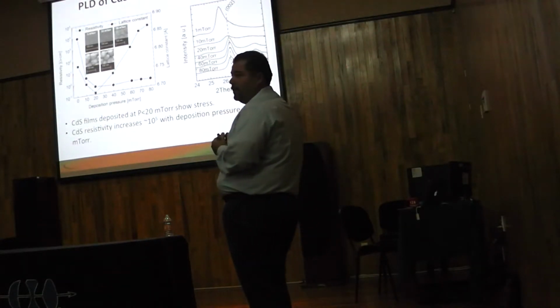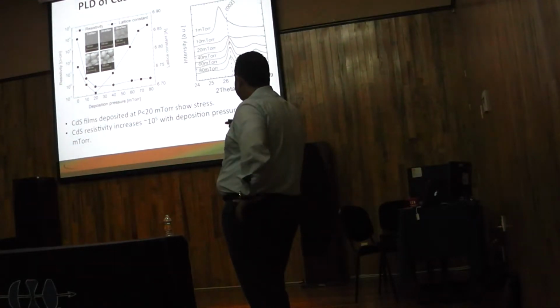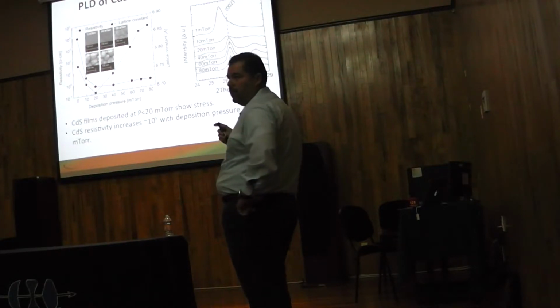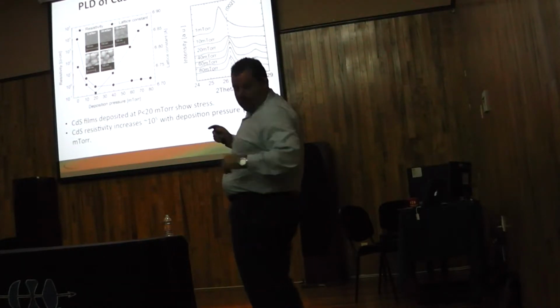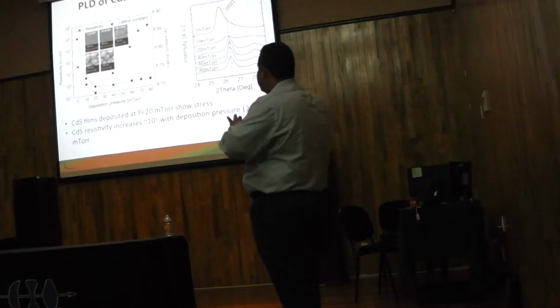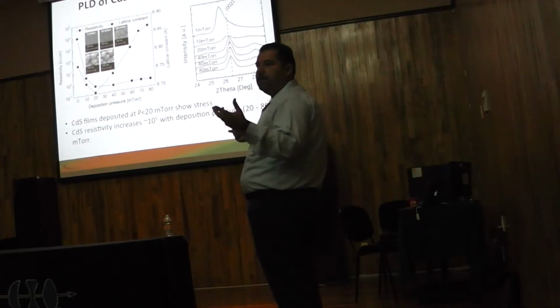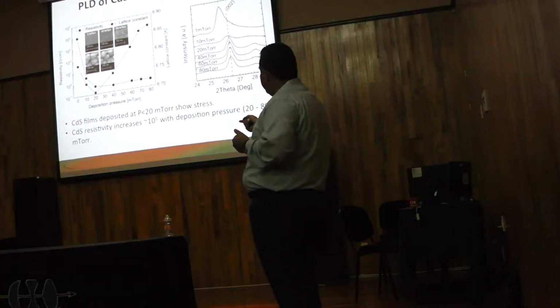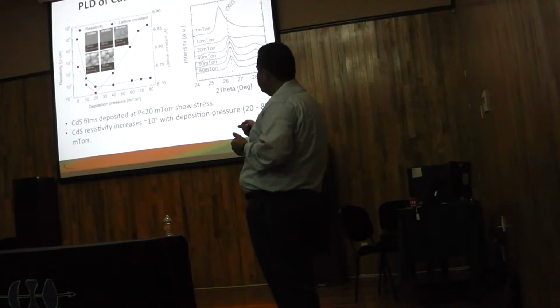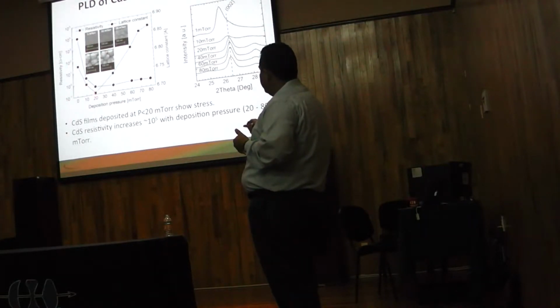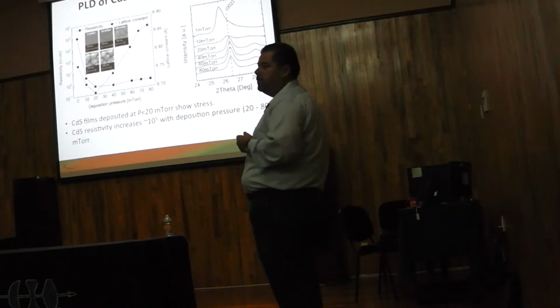So let's look at some of the data that we have from this PLD. In this case, we have the resistivity. This is a cadmium sulfide film, and I will spend a couple of minutes here because this is key to understanding the rest of the talk. We have resistivity versus deposition pressure in the PLD system. You can see that at 20 millitorr, this is the deposition pressure, the resistivity is about 10 to the minus 1 ohm centimeter. As I increase the pressure from 20 to 80 millitorr, the resistivity increases by almost 5 orders of magnitude.